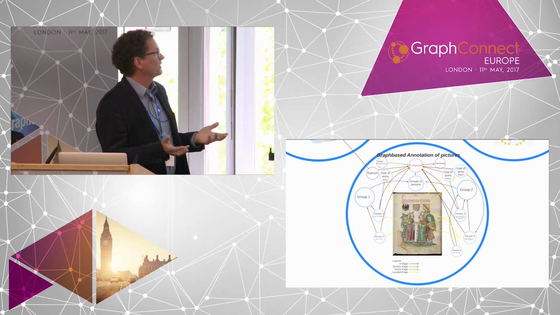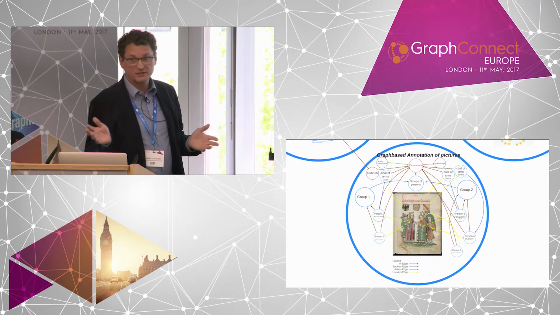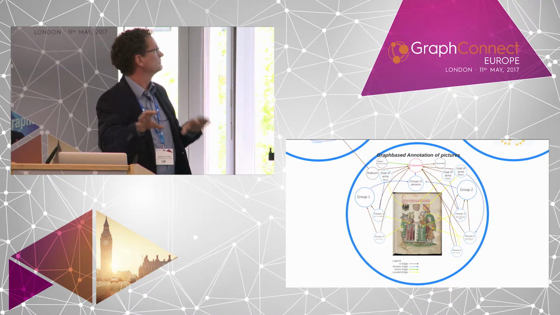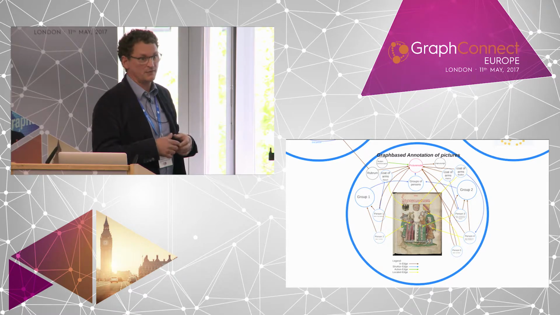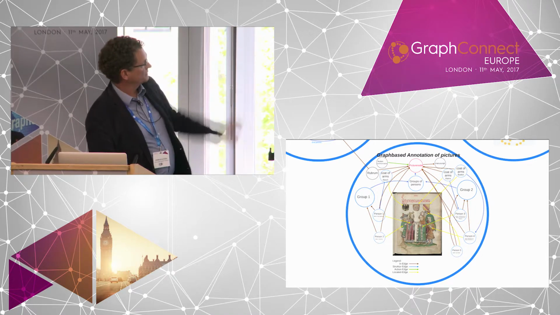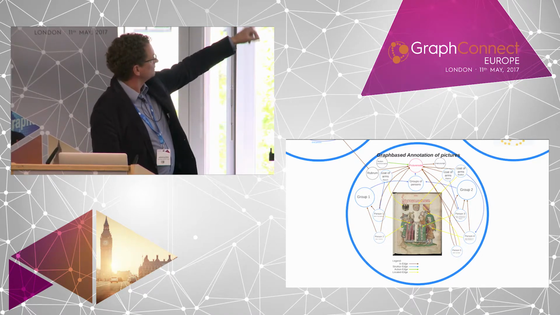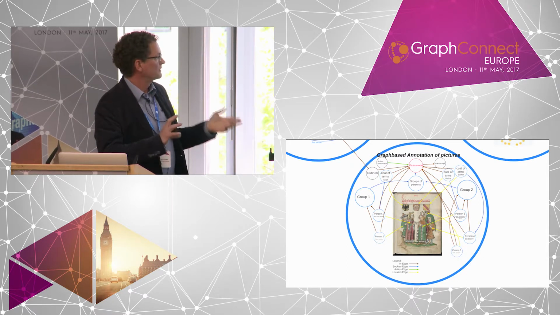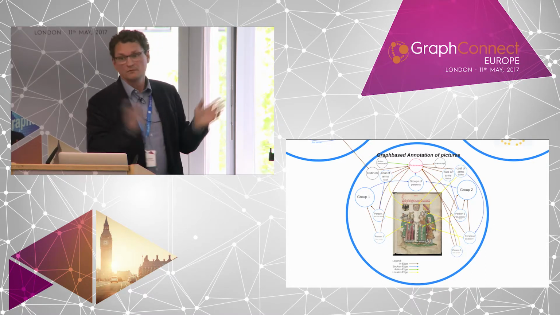For example, you can ask, give me all pictures in all manuscripts in which two groups are communicating with each other. Then you can have a look at which of the pictures are interesting for you. The pictures are linked to the text too, so you can combine all this together in Cypher queries. Okay, so this was all. Thank you.